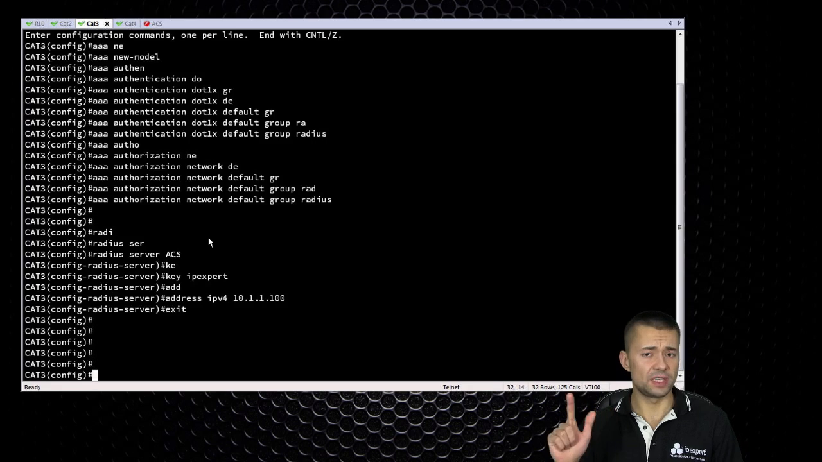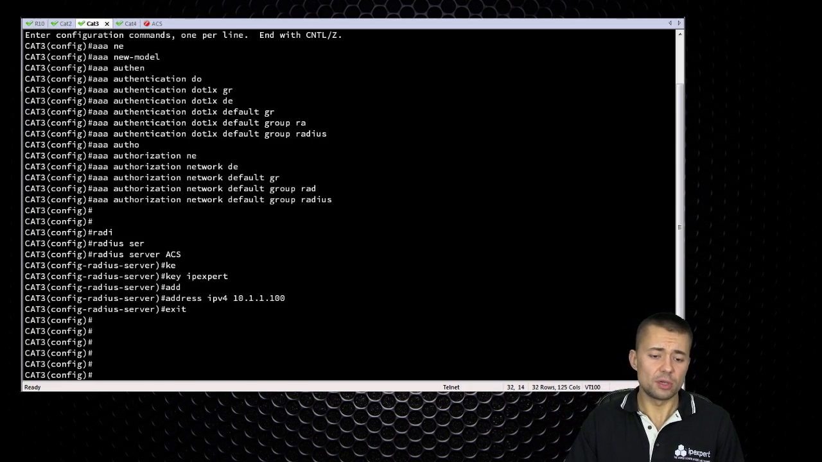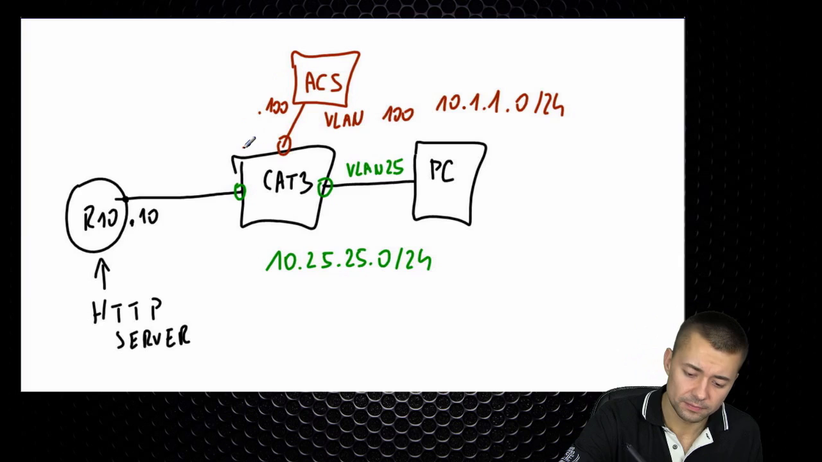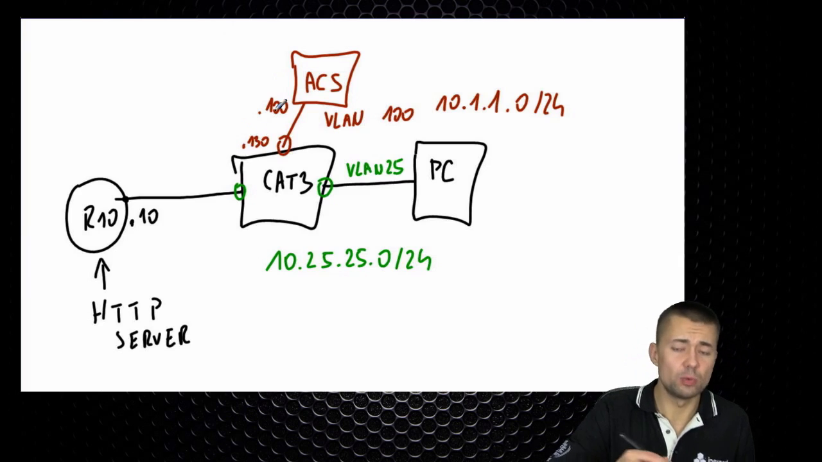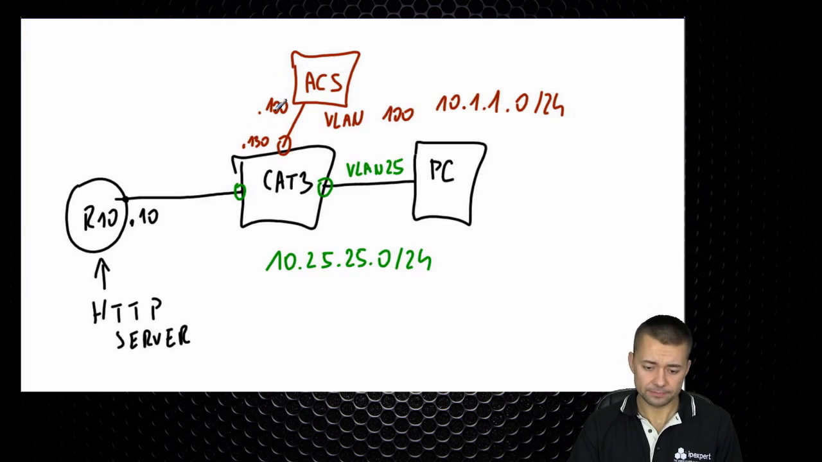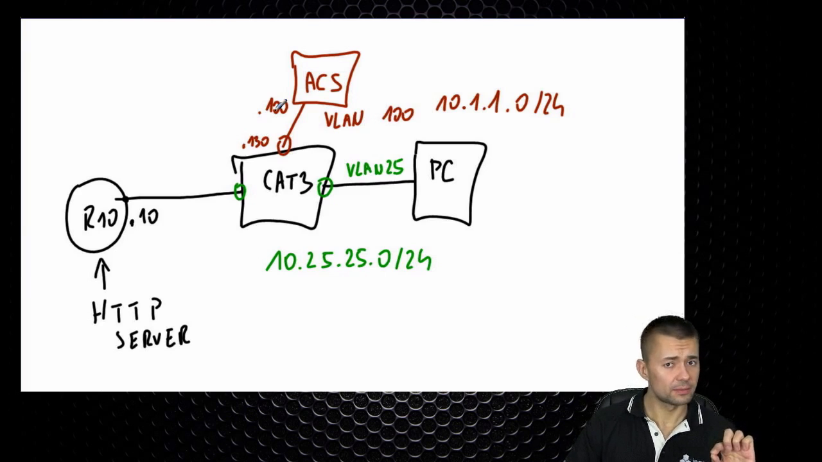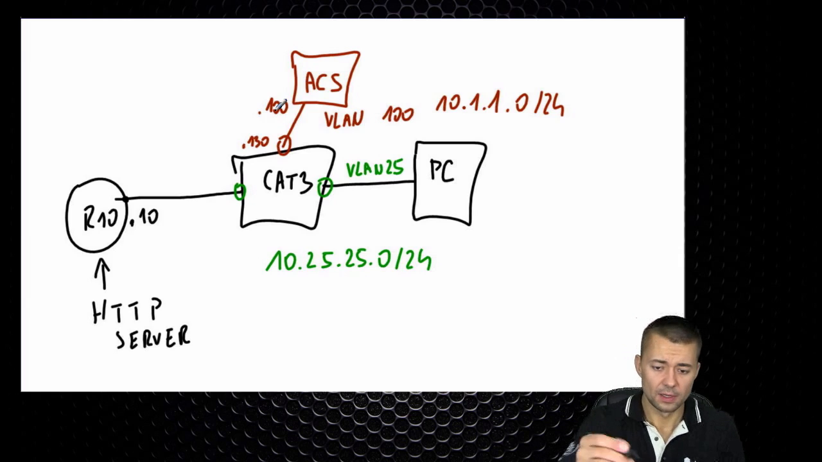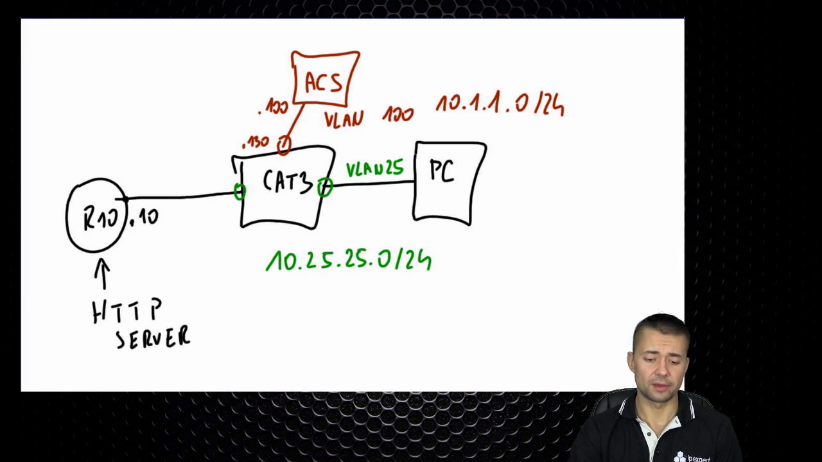I need to create two SVIs on this switch. One is going to be to communicate with our ACS, so I'm going to put an SVI in VLAN 100, 10.1.1.130. And we will need another one specifically for web authentication, because at some point when the user is going to start sending HTTP packets, the switch is supposed to capture those and return a web page to the user. And this is why we need this IP address.